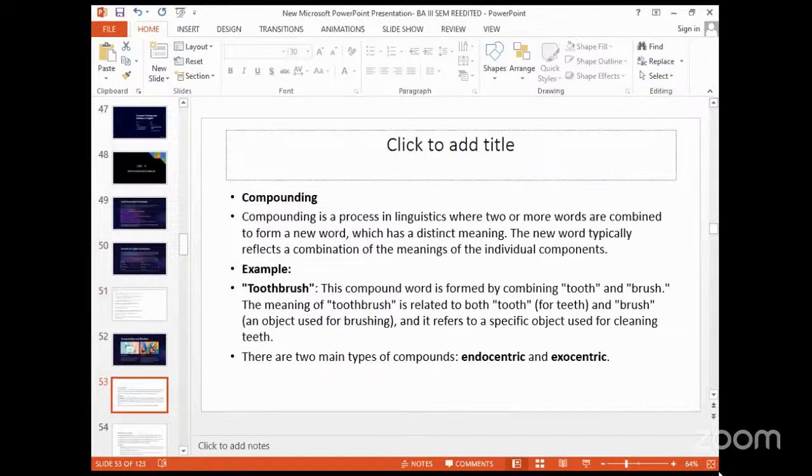When you talk about compounding, as we all know, the word is formed by combining two different words, and it refers to a specific object. For example, toothbrush, where tooth and brush, the meaning of toothbrush is related to both tooth, for teeth, and brush, and also tooth for brushing, and it refers to a specific object used for cleaning teeth. This is called compounding, but there are two types of compounds, endocentric and exocentric.